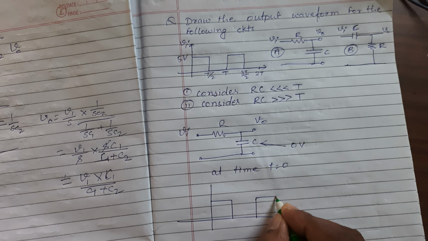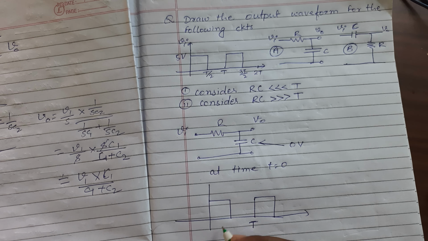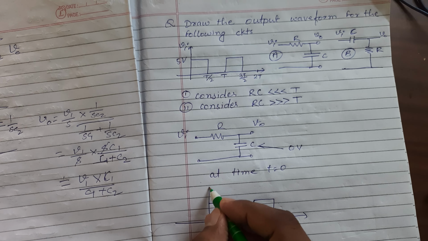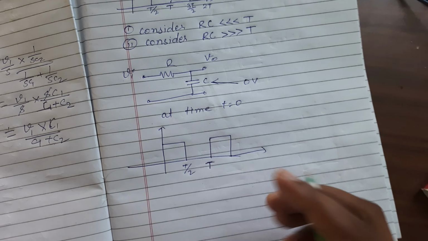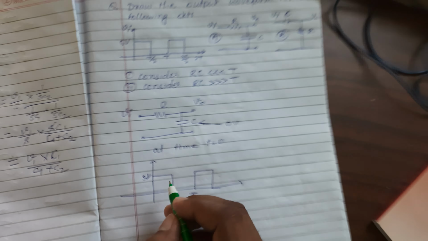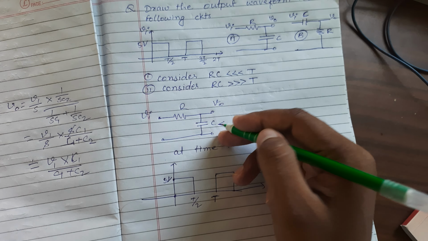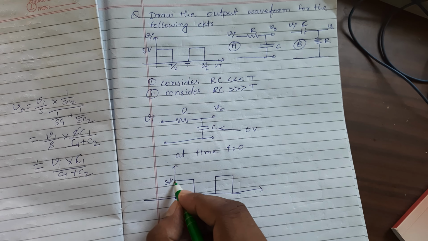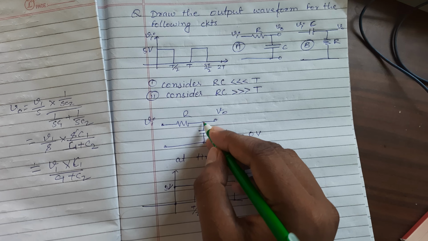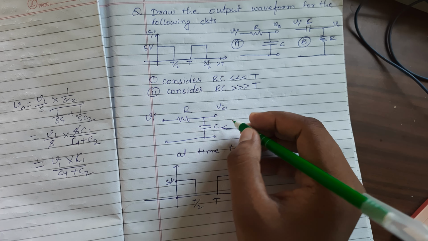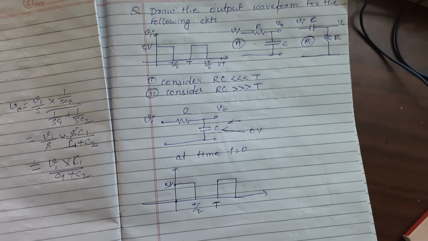we apply a square wave. Here the time period is T, and here it is T by 2. Input is high for half the time period, and for the other half the input is low, like 5 volt input is applied. At this point of time, the voltage across the capacitor is 0, and when the input is 5 volt, the capacitor will oppose the change in voltage, and its voltage will be constant, so its output voltage will be 0 at this time.